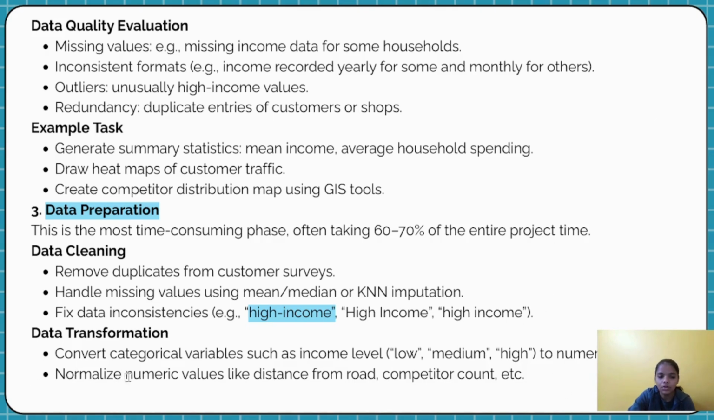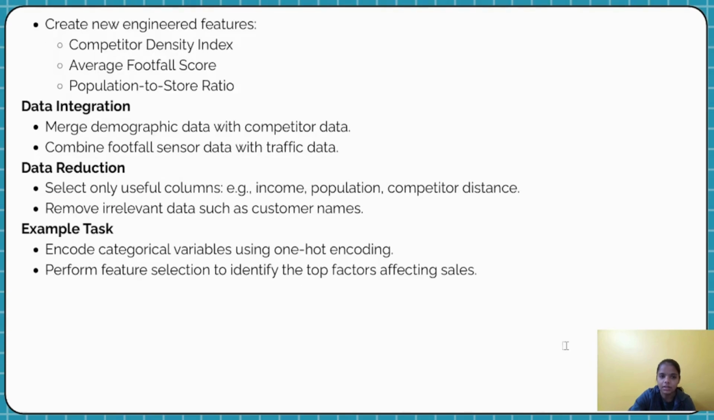Now the last one, to normalize the numeric values like distance from road, competitor counts, and so on. Now creating new engineered features. The first one is competitor density index. Next is average footfall score, and the last one is the population to store ratio. Data integration. Here we merge the demographic data with competitors' data. Next, combine the footfall sensor data with the traffic data.